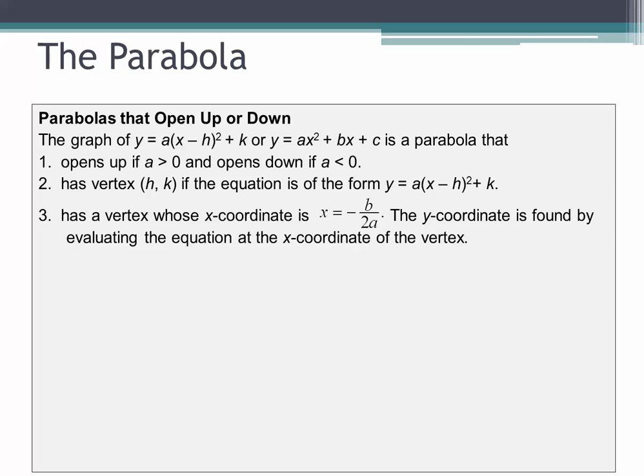The vertex has an x-coordinate of negative b divided by 2a, and the y-coordinate is found by evaluating the equation at the x-coordinate of the vertex. In other words, find the x-coordinate and plug that x value back into the function to find the corresponding y value.